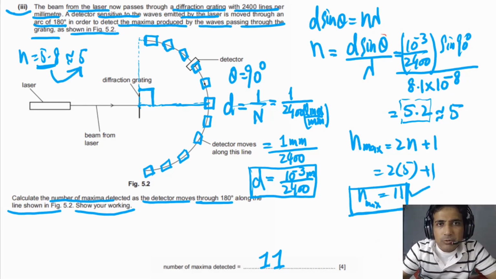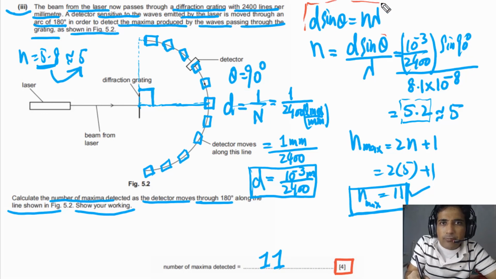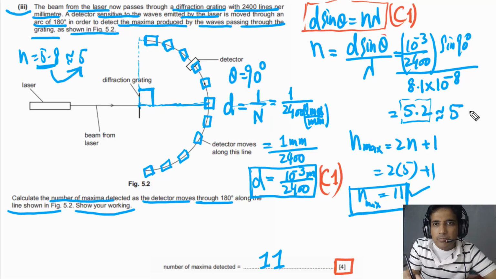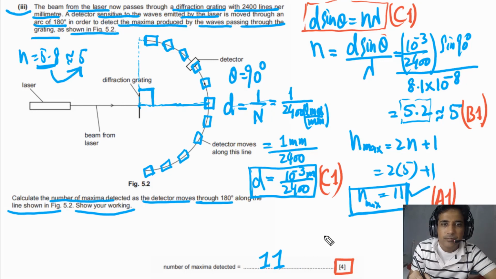Let me explain to you how marks will be awarded for this question. This question has 4 marks. You will get the first mark if you have written this formula, and that is a C mark. The second mark you will get if you have written d is equal to this, and this is the second C mark. The third mark is a B mark if you have got the right value of n. And the last mark is the answer mark. If your answer is correct, you will get the last mark as well. So this is how marks will be awarded for this question.